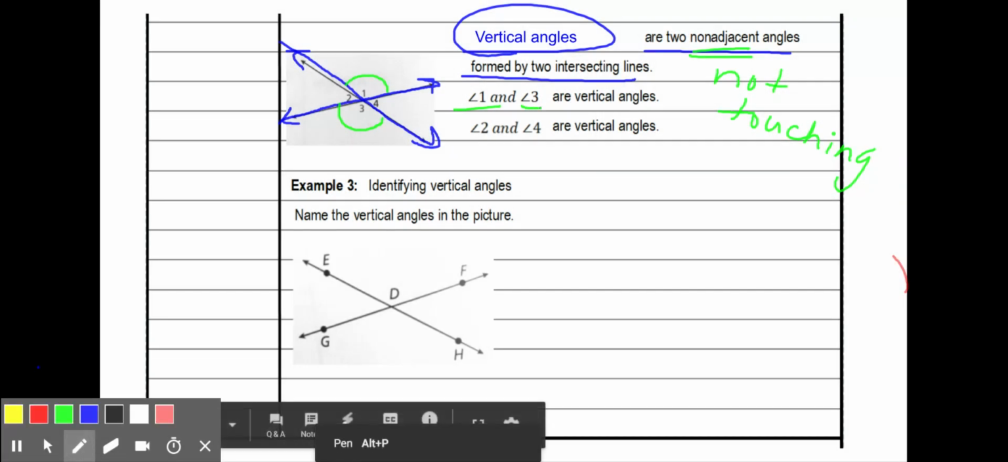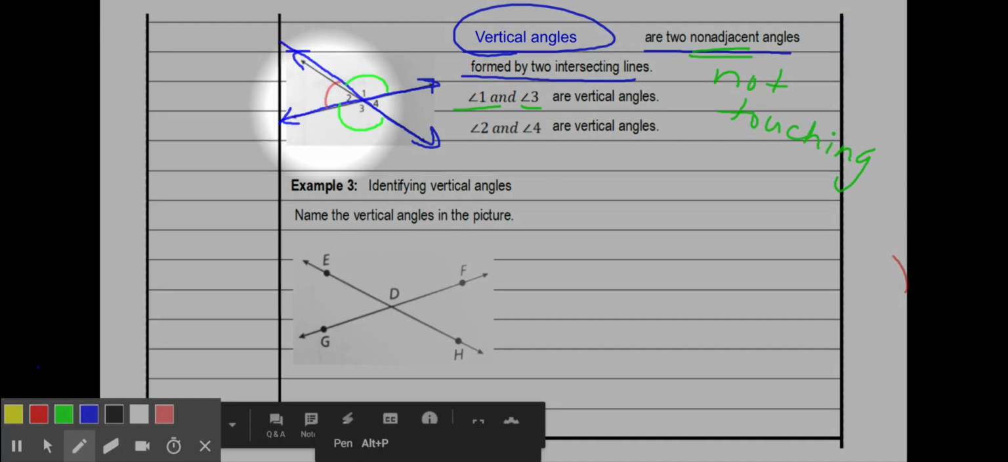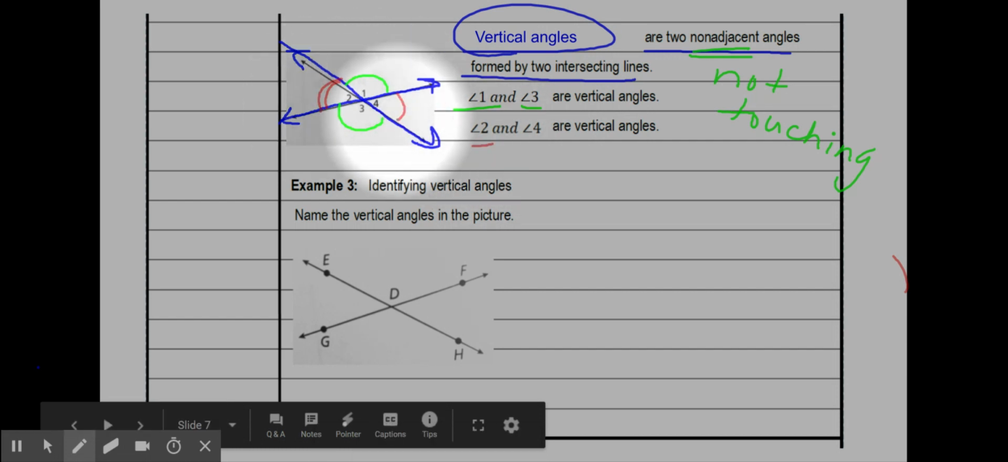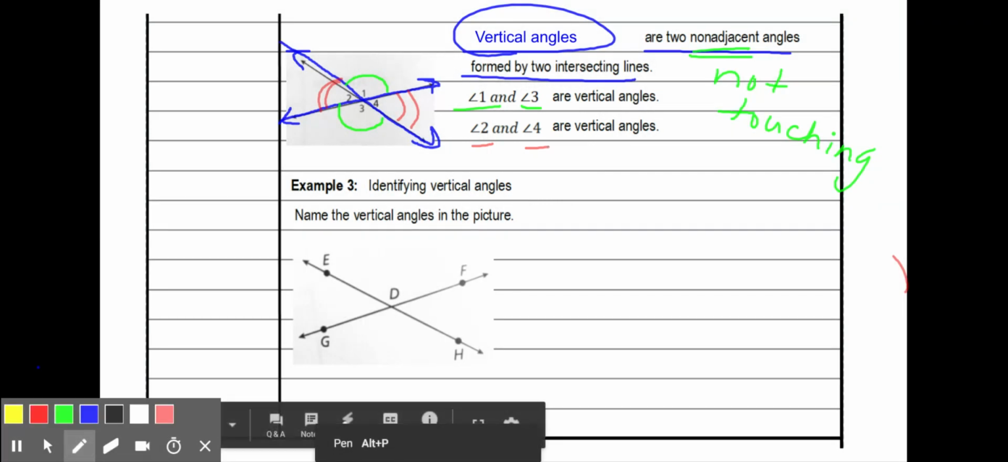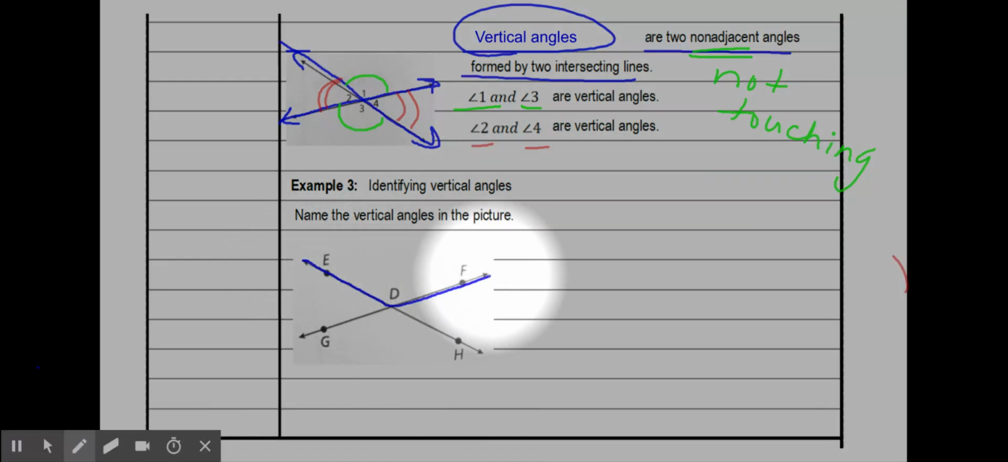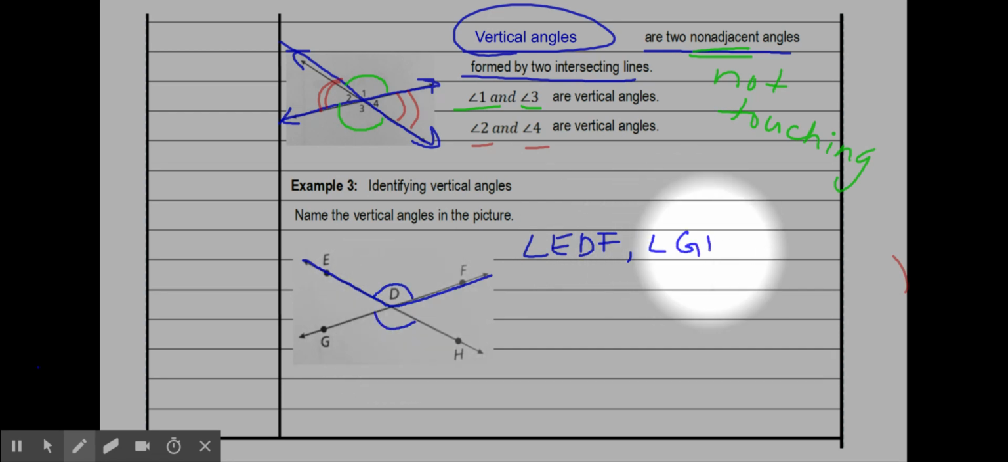We have another pair, so we can say that angle 2 and angle 4 are vertical angles. Great. Let's practice. Example 3: name the vertical angles in the picture. We're just going to start with one angle. Let's start with angle EDF. Its vertical angle is across the intersection, angle GDH.